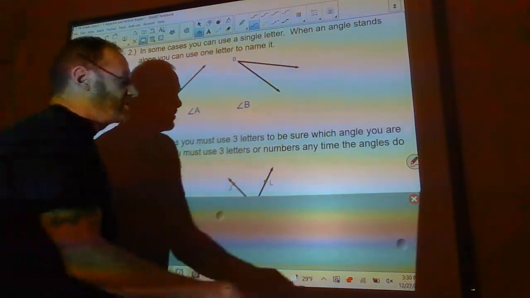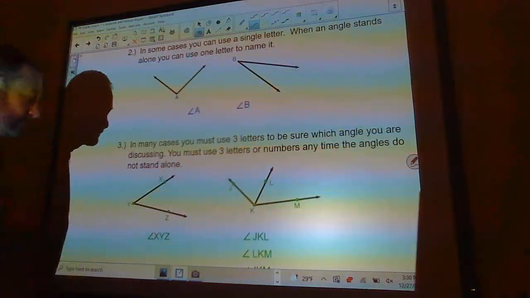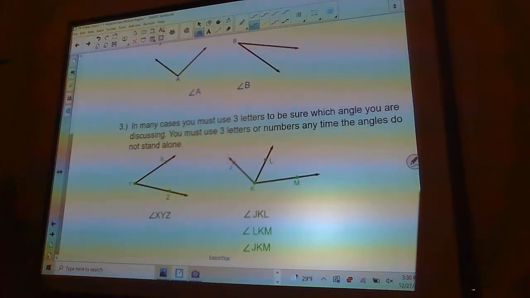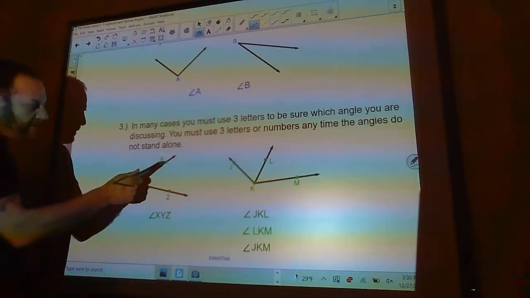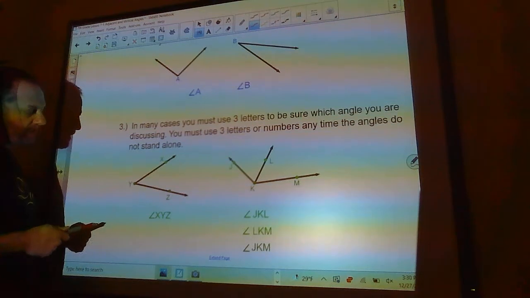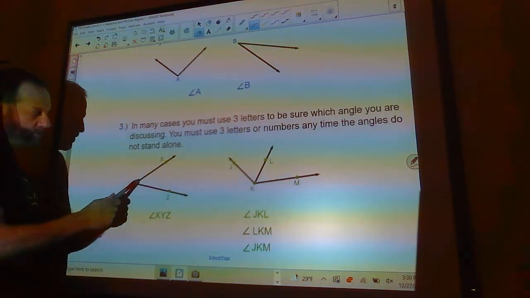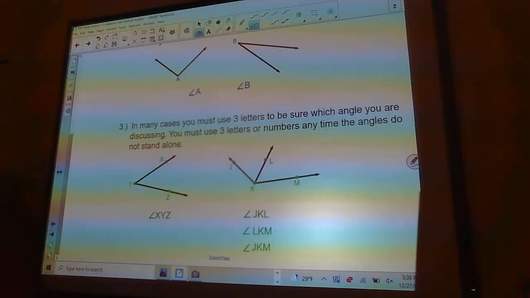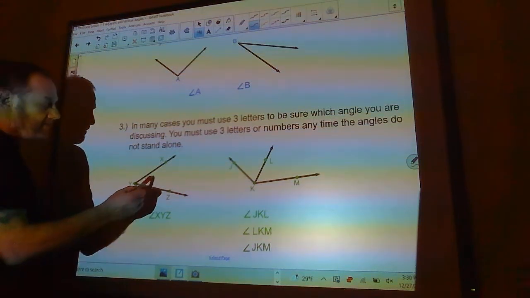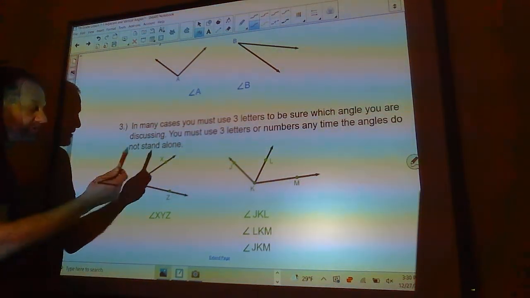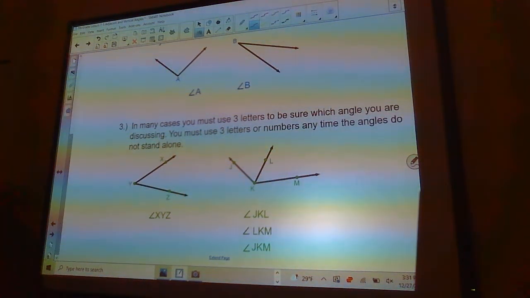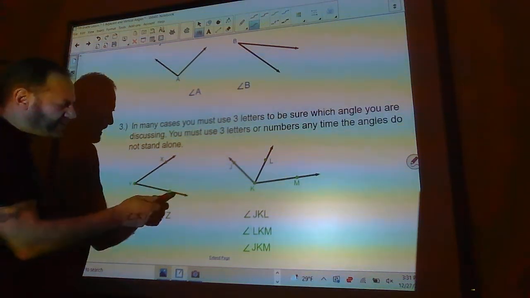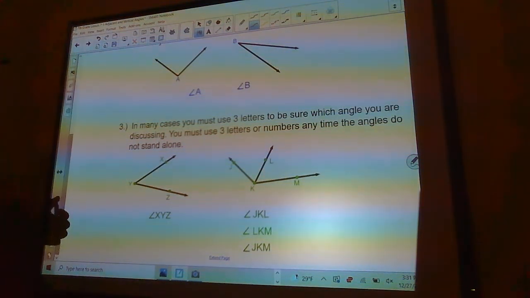Okay, in some cases you've got to use 3 letters though. So here's the way you do it. This could be called angle XYZ. It could also be called angle ZYX. And this one stands alone, so you could actually just call it angle Y if you wanted to. Or alternatively, you could put a 2 in there and call it angle 2. But it's pretty flexible because I have just an angle by itself.